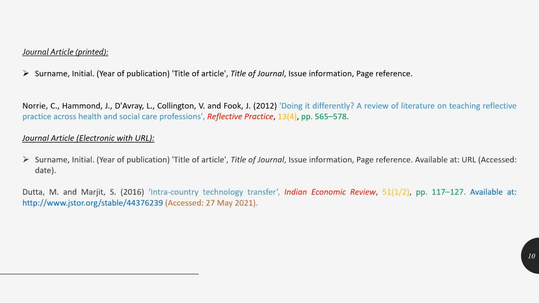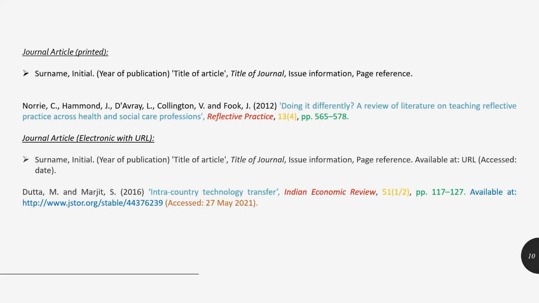So journal article, electronic with URL, it is the same principle, except that you are going to have a website link to the article and an access date. One important piece of information to notice is if ever you're trying to get information from any online sources, you will always need to use the access date.